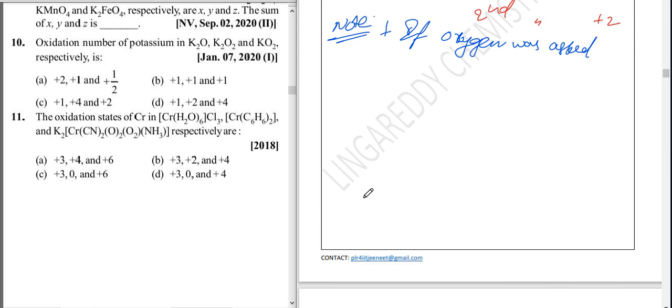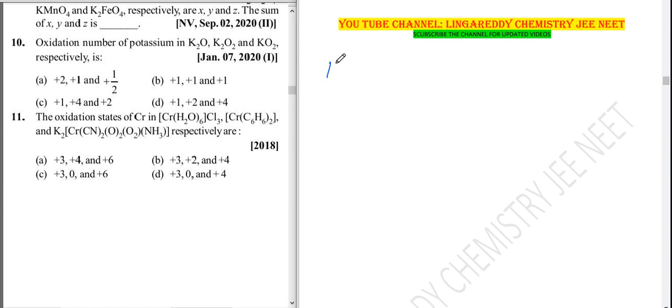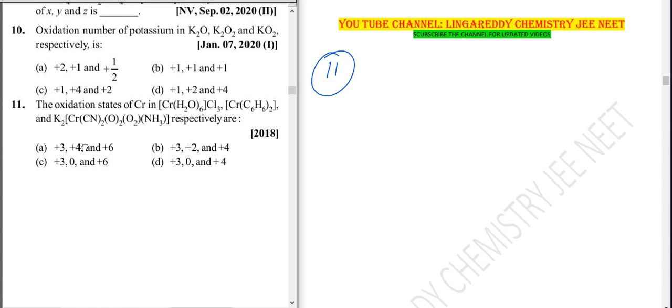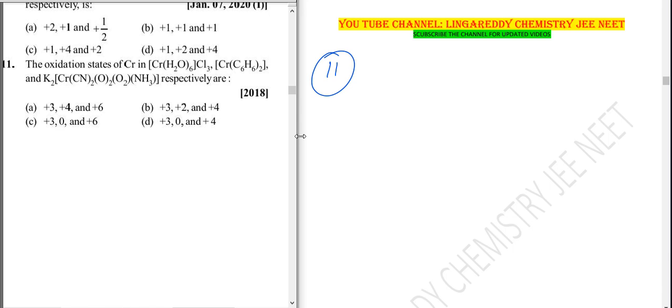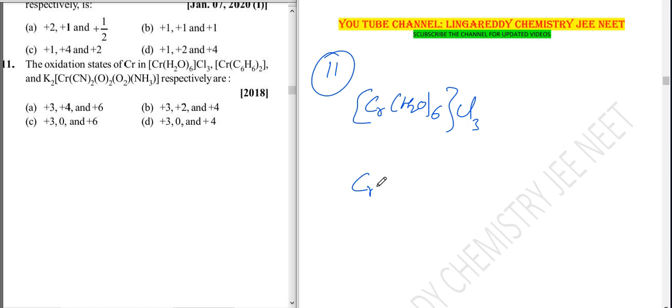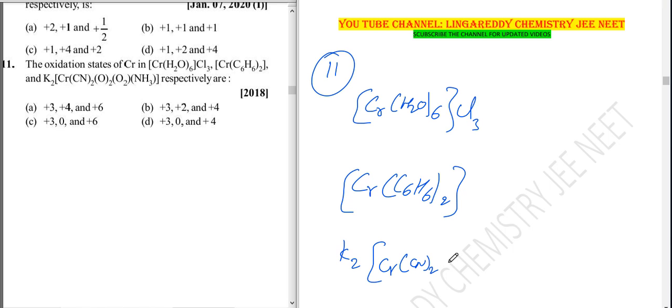Question number 11. The oxidation state of chromium in Cr(H2O)6 Cl3, Cr(C6H6) benzene 2 times, then K2 Cr cyanide 2 times, oxygen 2 times, one is O2, then NH3. Okay, right.